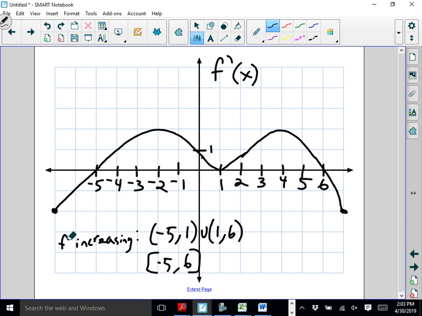And our justification is that's where F prime is greater than 0. Remember, they wanted to know when F was increasing. F is increasing whenever F prime is positive. So we just look at our F prime graph and report the positive regions. If they wanted to know where F was decreasing, we'd say from -7 to -5, union 6 to 7, because that's where F prime is less than 0. Okay, next question.